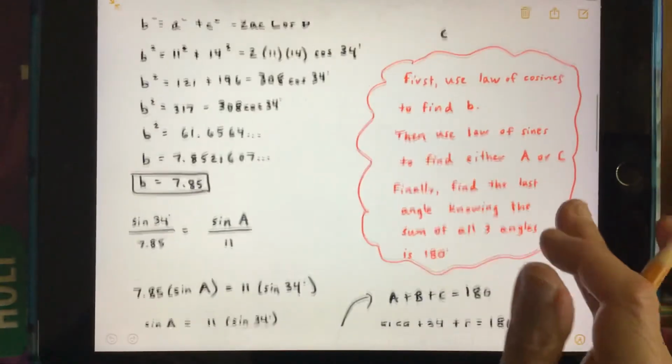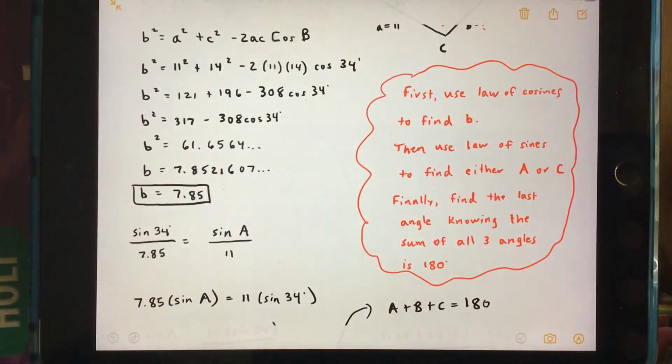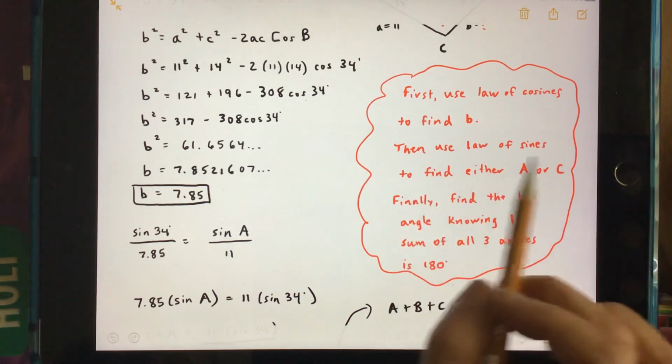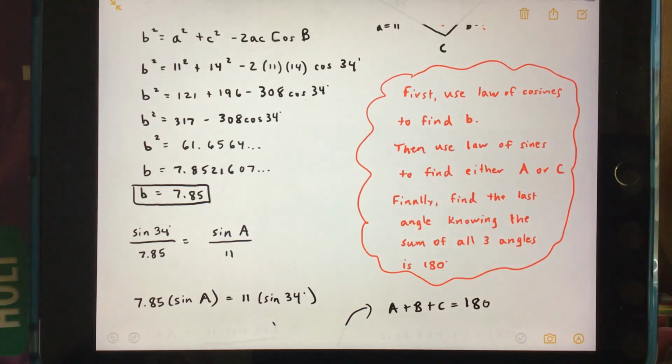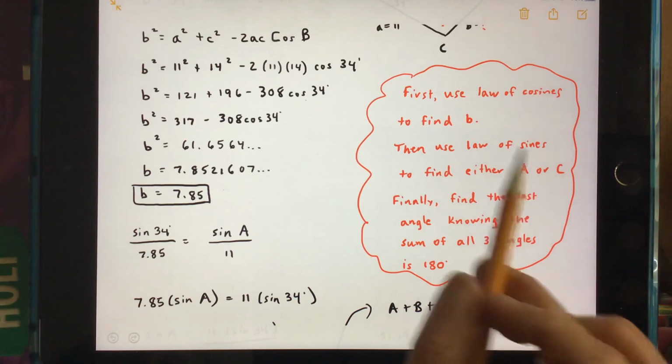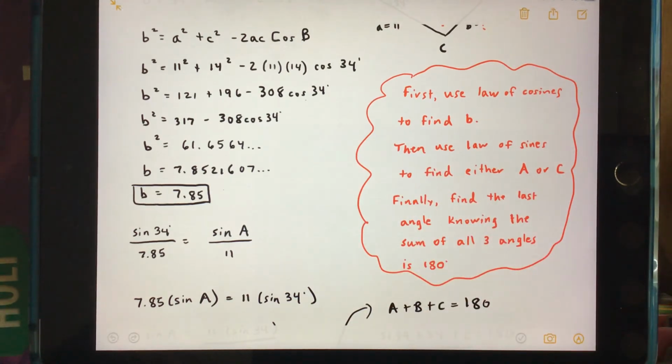So let's just read what we did. First, we use the law of cosines to find b. It's the only way we can find b. We cannot use the law of sines to start with. We don't have enough information for that. Once we have used the law of cosines to find b, then you probably want to use the law of sines to find either a or c. Again, it wouldn't be wrong to use the law of cosines again, but it will be easier to use the law of sines once you have found b. Finally, once we found either a or c, we find the last angle, knowing the sum of all 3 angles is 180 degrees. So we use lots of techniques here to find our unknowns, using the tool that will be the easiest in each case.